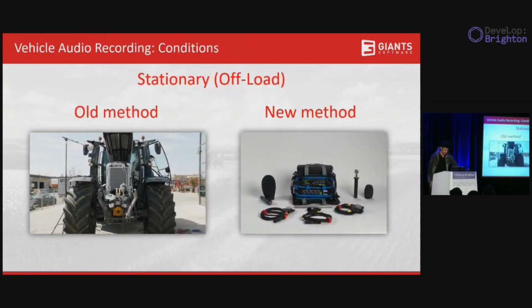Okay, passed. So let's go to the first part of the recording, stationary. We record first the tractor just stopped, and just the RPMs of the tractor. That was the old method that we used. We put some mic stands, go around finding the spots that we want, then put the mics. The new method, we bought a lot of new material, and I will explain why we are changing methods in a moment.